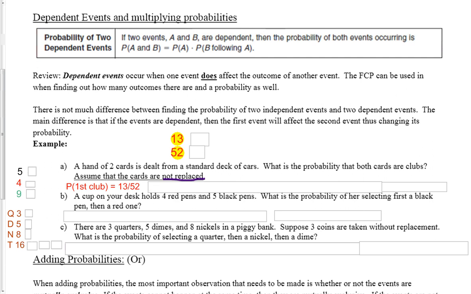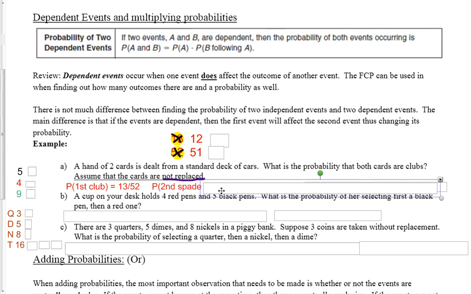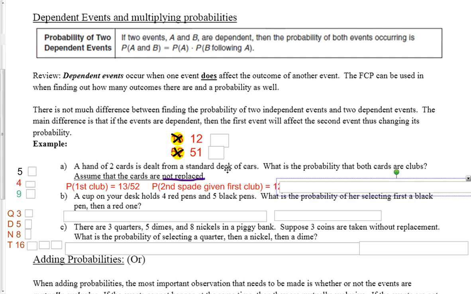However, because we're not replacing it, we're changing our numbers here. We no longer have 13 clubs and 52 total cards. We only have 12 clubs because we took one out, and therefore only 51 total cards. So when we take our second club, given that we already pulled a club, we have a different probability now. We have this 12 out of 51, in the same way that the first time through we had a different probability.